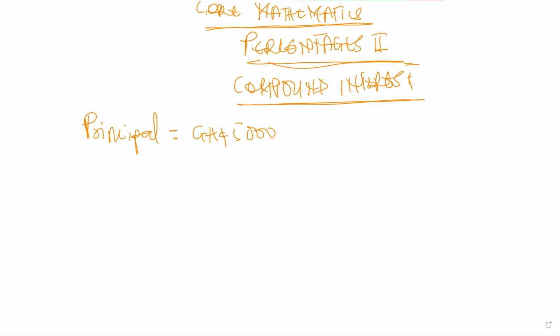So she's depositing 5,000 Ghana cedis. Now, the bank will not tell you that we are going to give you 3,000 Ghana cedis at the end of the year as interest. No, the bank wouldn't do that.